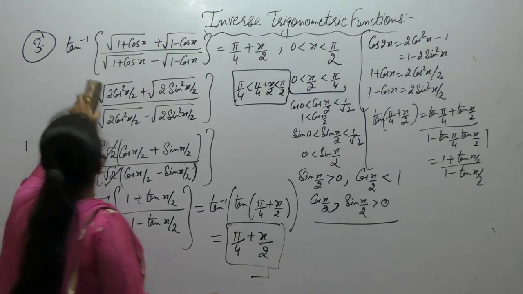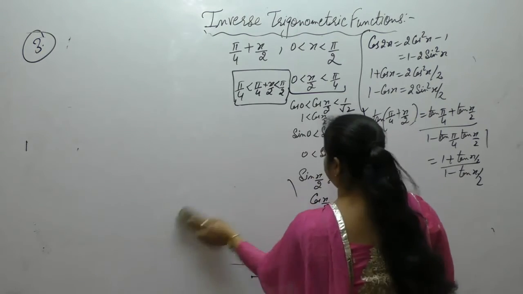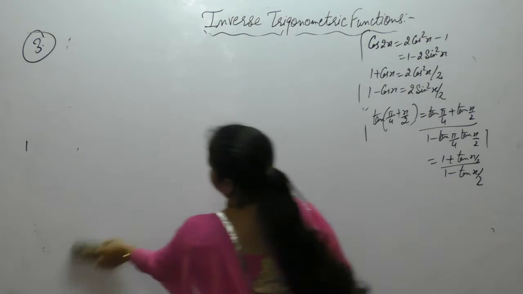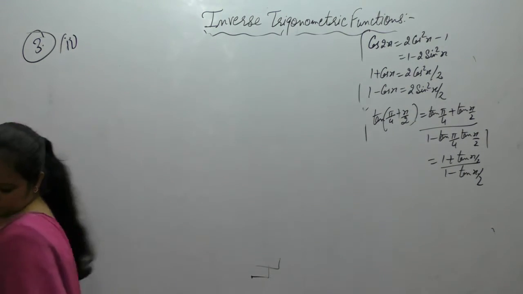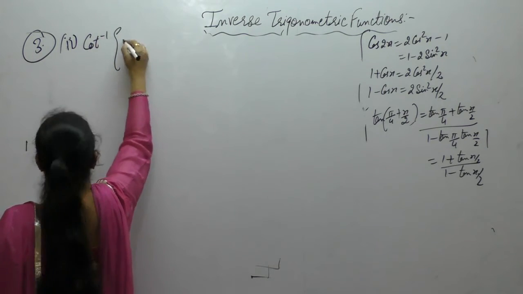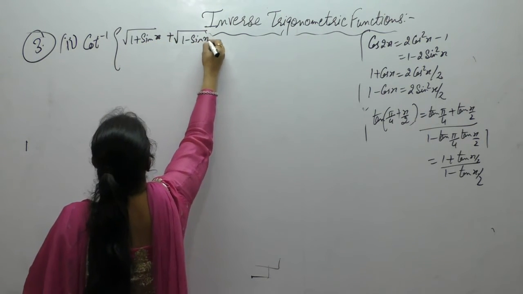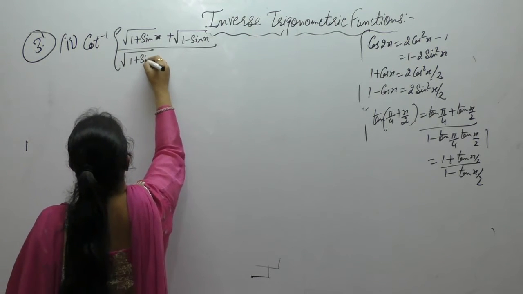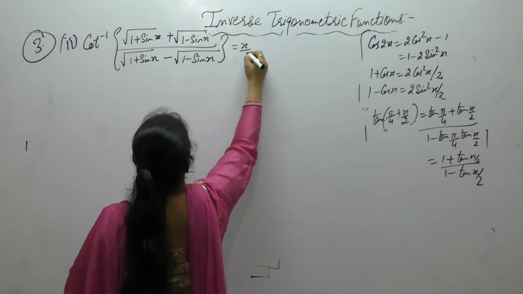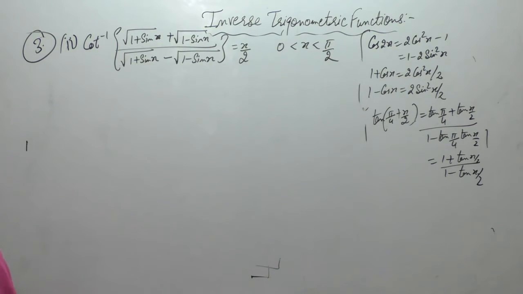Now the next is the second part of this question. Prove that cot inverse of (square root of 1 plus sin x plus square root of 1 minus sin x) upon (square root of 1 plus sin x minus square root of 1 minus sin x) is equal to x by 2. The limit lies between 0 to pi by 2.